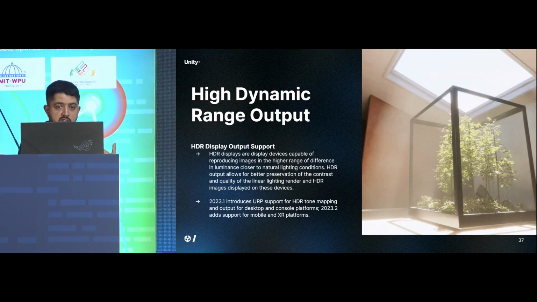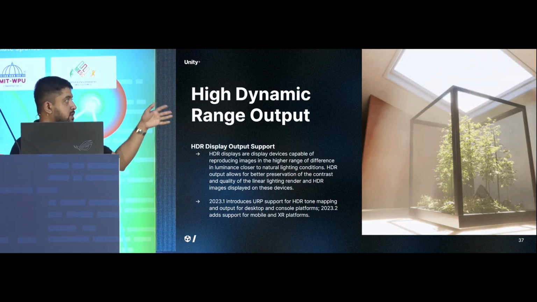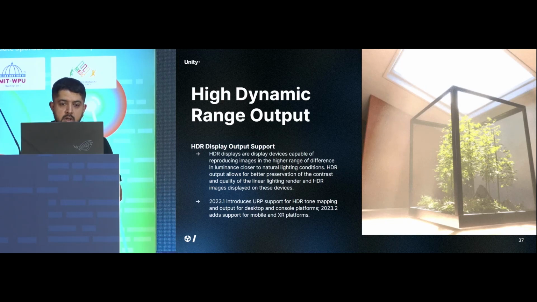Now URP also supports high dynamic range output, which means it has a wider color gamut and greater luminosity range than the standard definition content. And the HDR display devices are capable of reproducing images closer to natural lighting conditions. So you can actually have HDRP-like visuals built with URP with high dynamic range support like that.